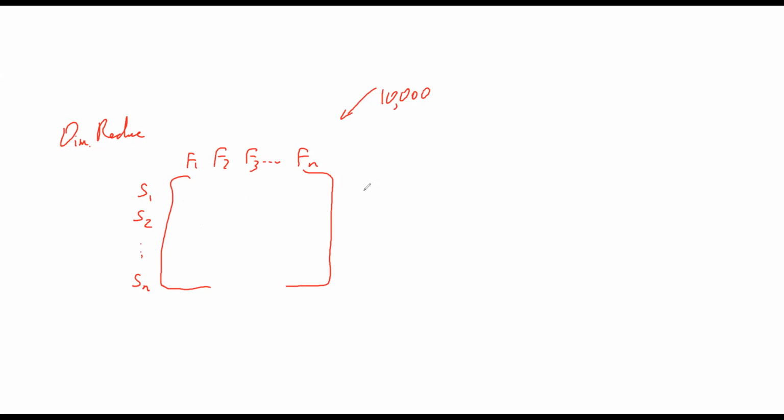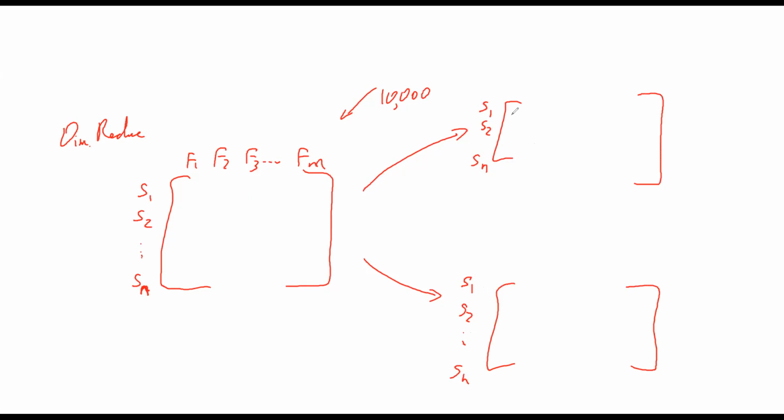So there are two ways to arrive at a smaller matrix. Still the same number of samples, S1, S2, all the way to Sm. Actually, let me make it m. Your goal here is to arrive at a new matrix, and there are two ways, right? One is you could do feature ranking, which is what you learned how to apply with Weka last week.